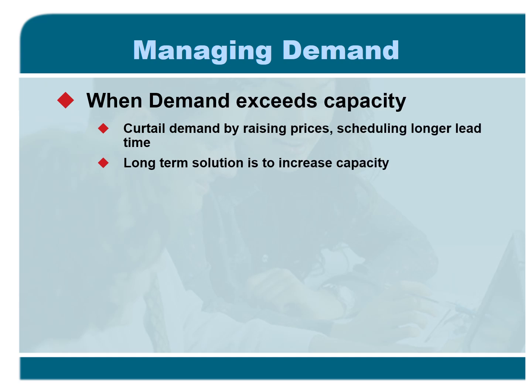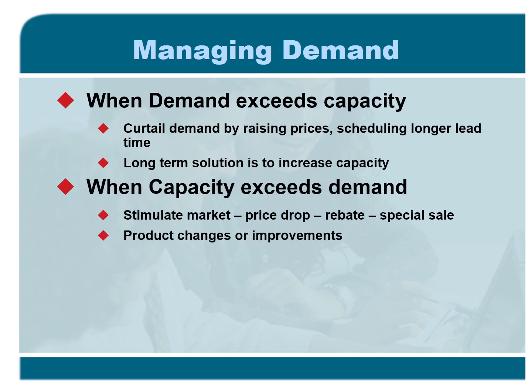Managing demand. When demand exceeds capacity, you curtail the demand by raising your prices or scheduling longer lead times so that you can control the capacity. Long-term solution is to increase your ability to produce more. When capacity exceeds demand, you want to stimulate the market. Drop your price, offer a rebate or some kind of a special sale. Introduce some new product improvements or product changes.